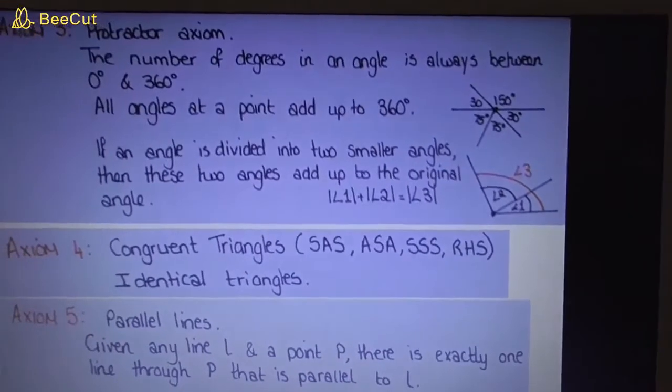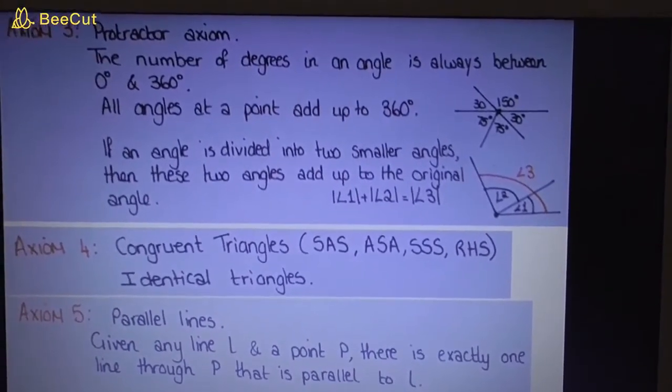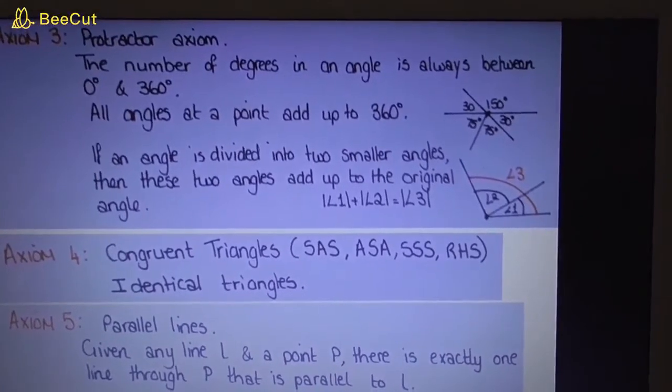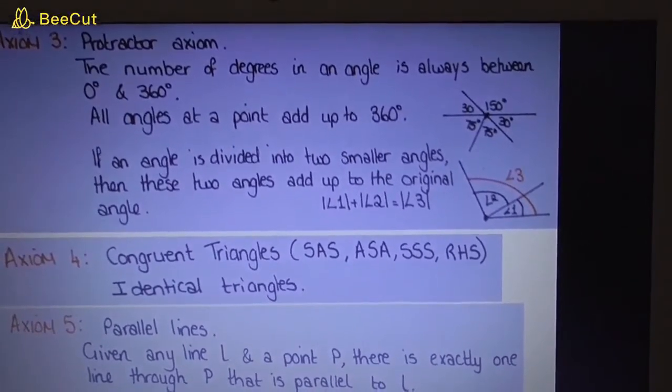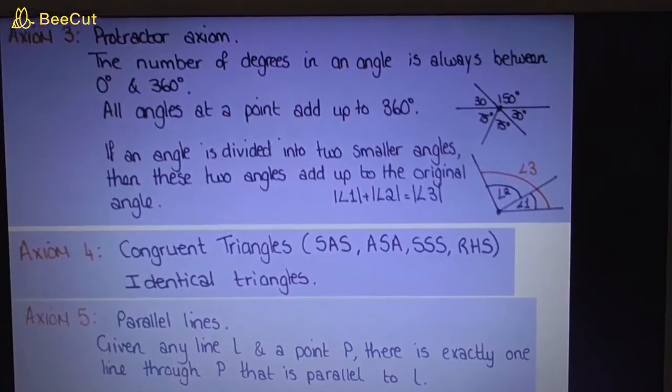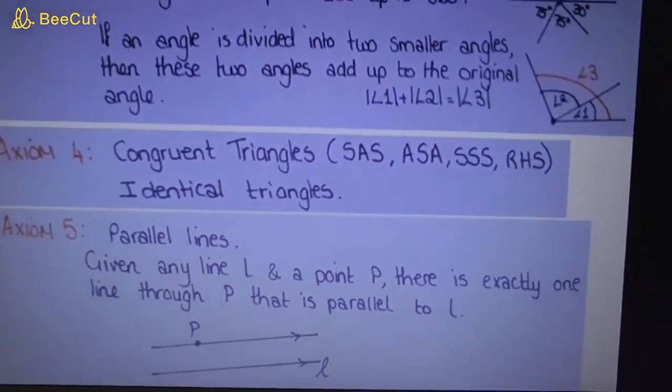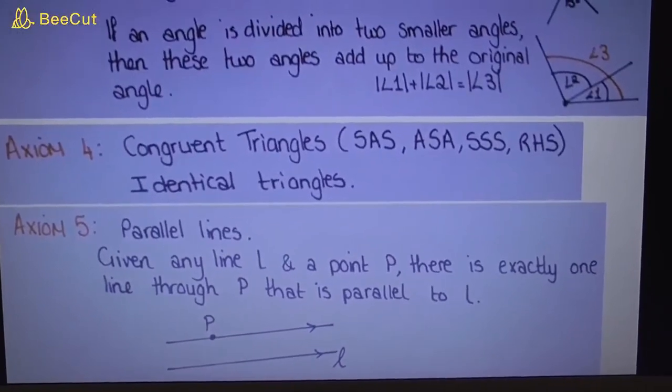Axiom 4, that's just congruency. We've got 4 axioms of congruency: side, angle, side; angle, side, angle; side, side, side; and right angle, hypotenuse, and one other side. So congruent triangles are identical triangles. That's axiom 4. And the 5th axiom then is for parallel lines.